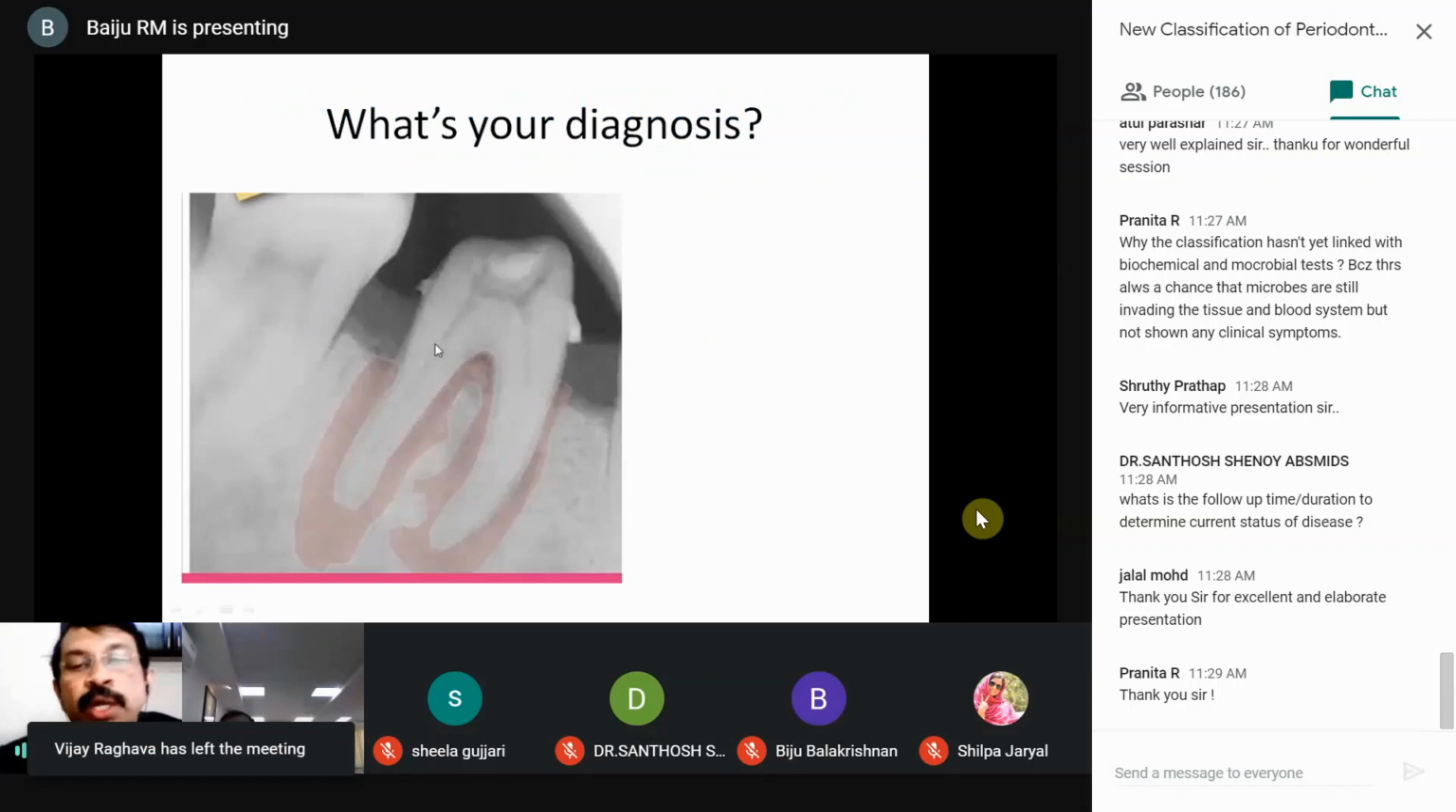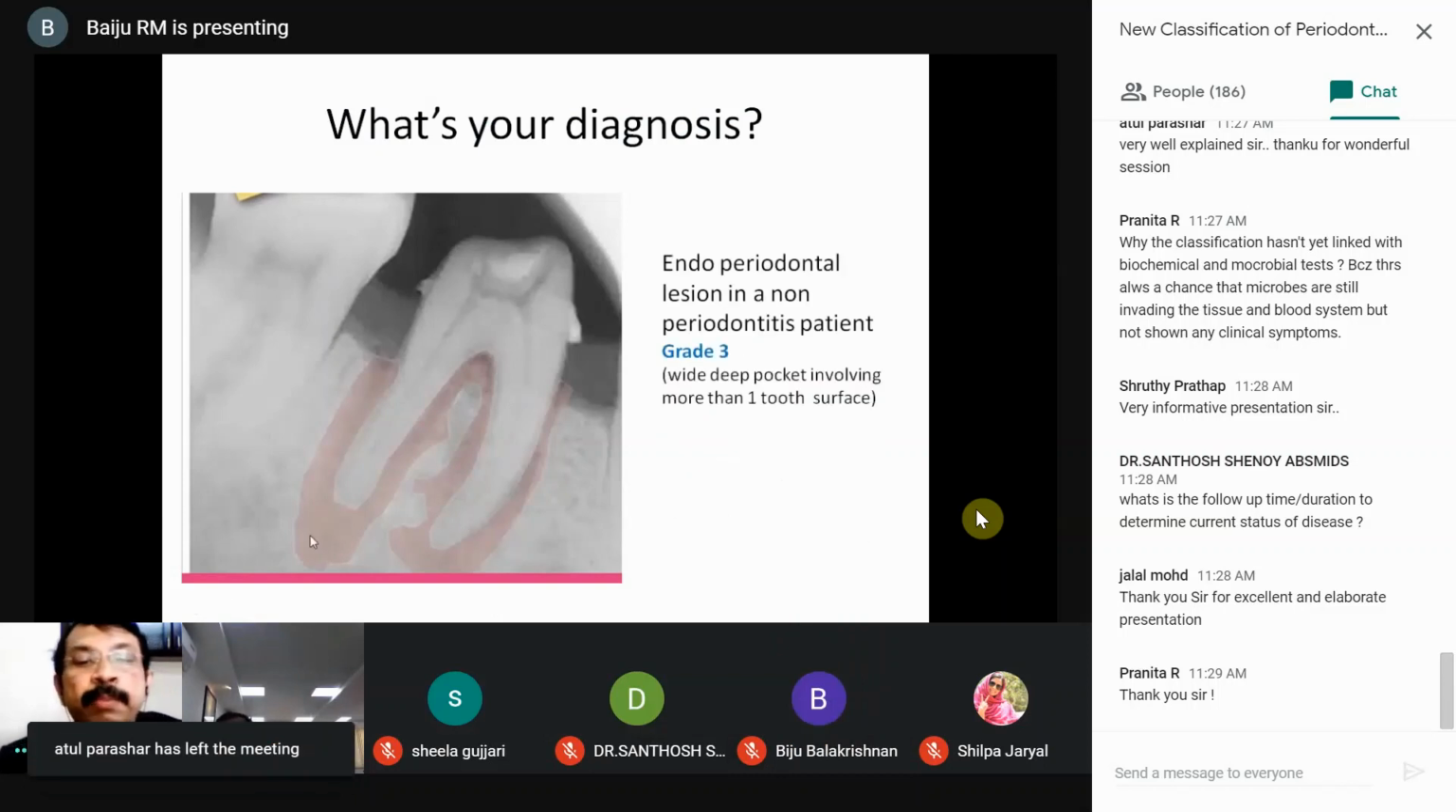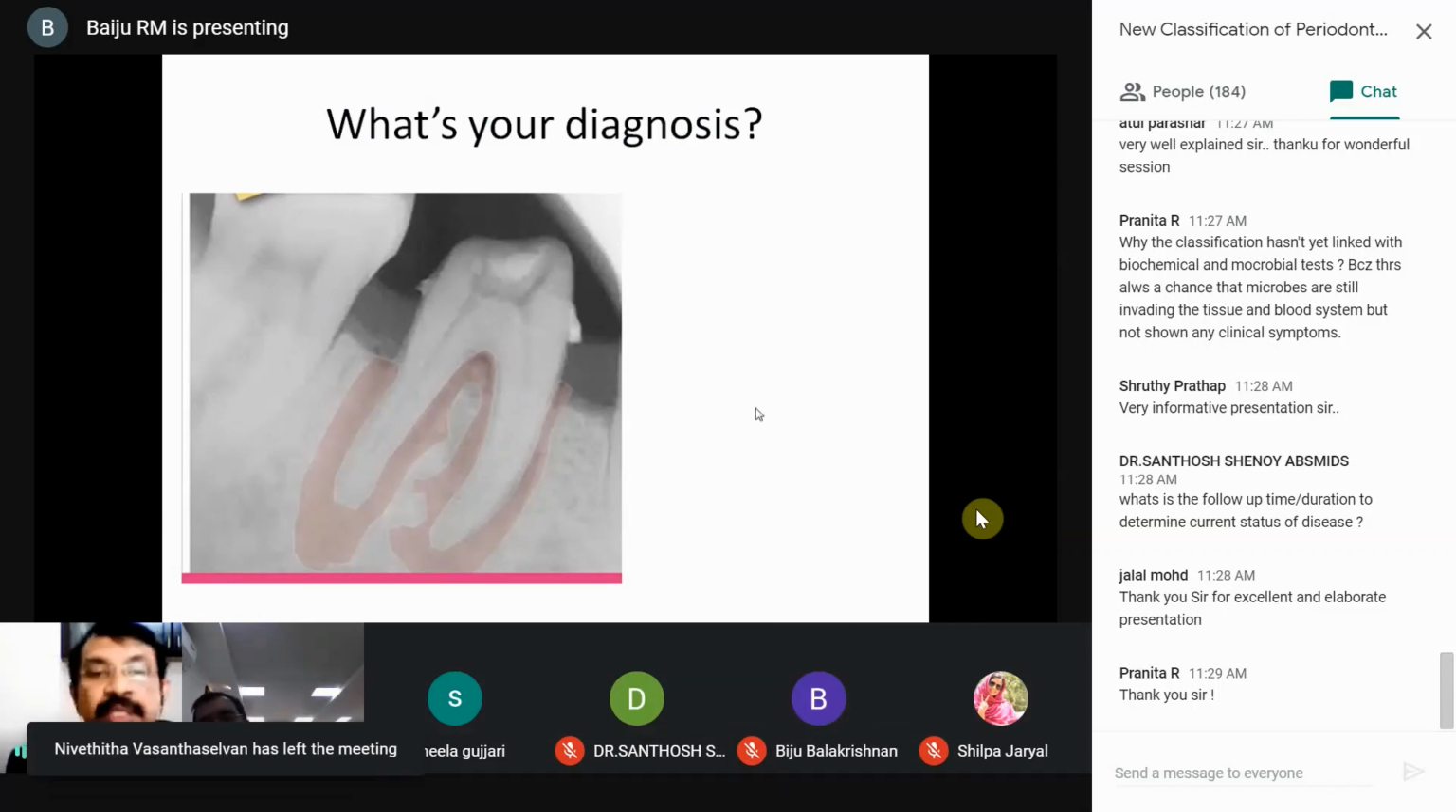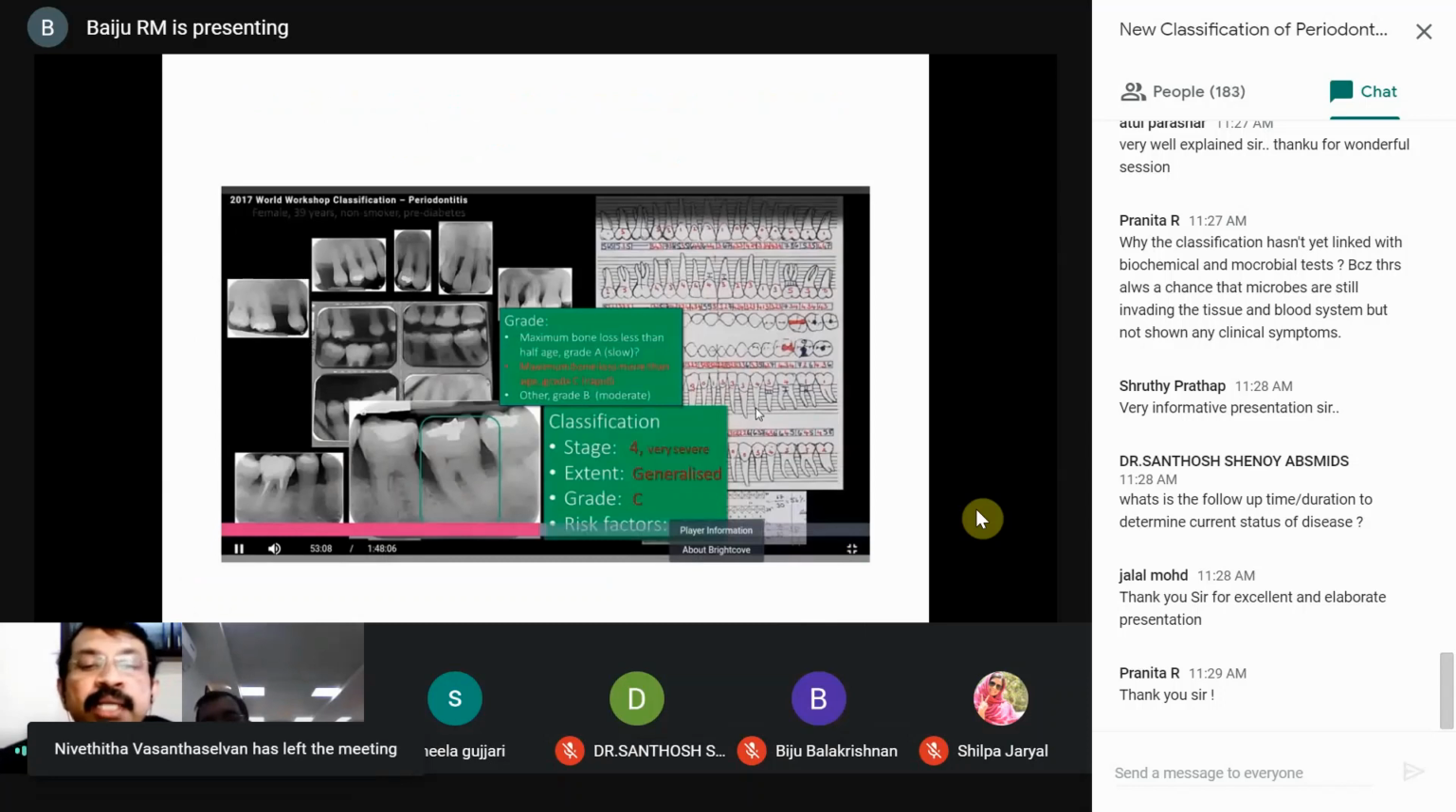Now, in this case, what is your diagnosis? As you see, there is a deep pocket in more than one root. All the roots are involved. There are two sites with a deep, wide pocket. So the diagnosis is endodontic periodontitis in a non-periodontitis patient, with a wide deep pocket on more than one root. Whereas in the initial case which I have shown, it is a case of endodontic periodontitis in a periodontitis patient, because the patient has periodontitis elsewhere.